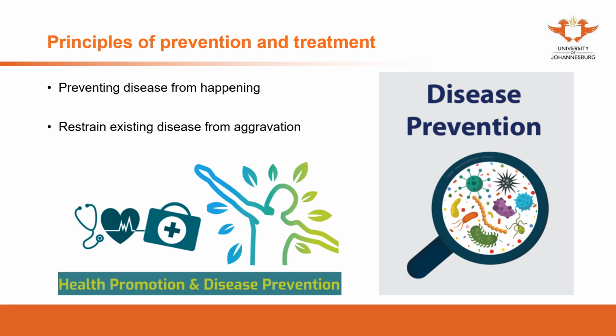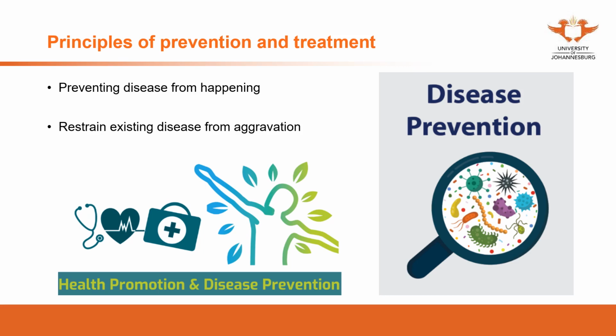The spleen is related to the diet, so we need to maintain a healthy and balanced diet. So that's the short introduction of the principles of health preservation. And then next we're going to talk about the prevention. The prevention includes preventing disease from happening or restraining existing disease from aggravation.